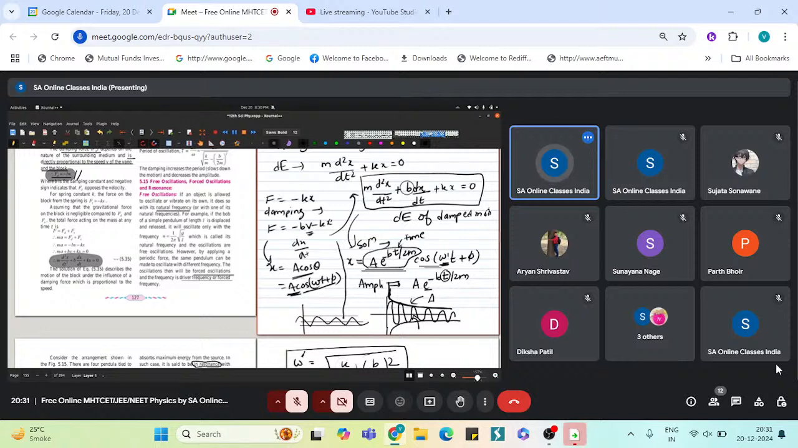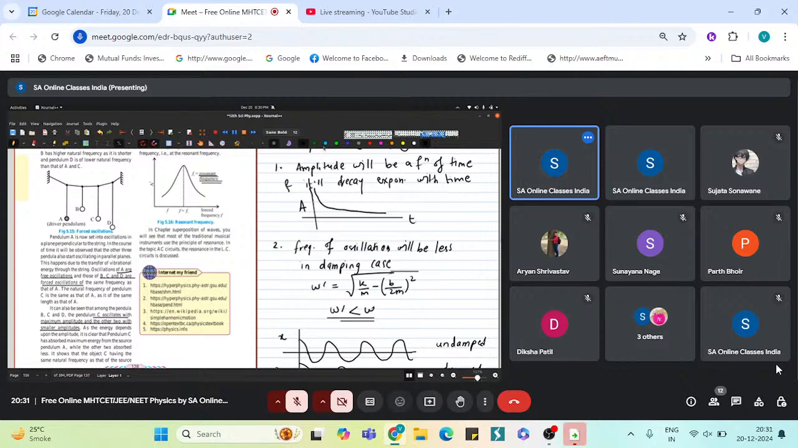And I'll stop now because it's already 8:30, and it's a heavy class today with all the examples and everything. So I'll stop here and we'll look at free oscillations, forced oscillations, and resonance. These three small concepts we'll look at tomorrow.